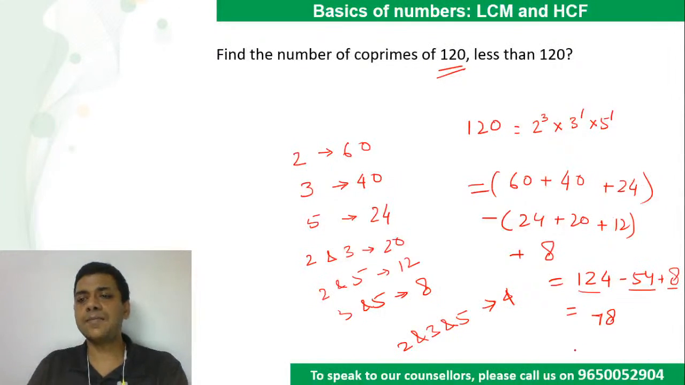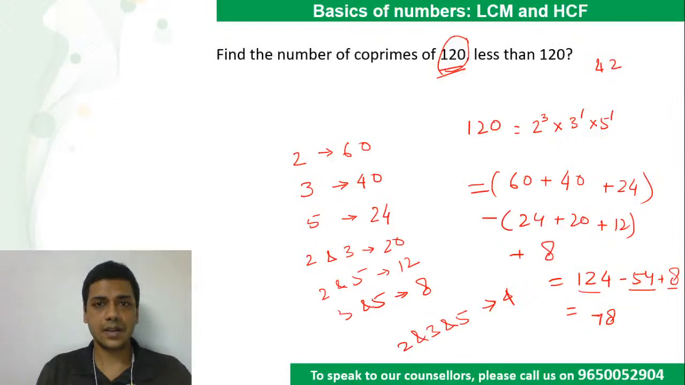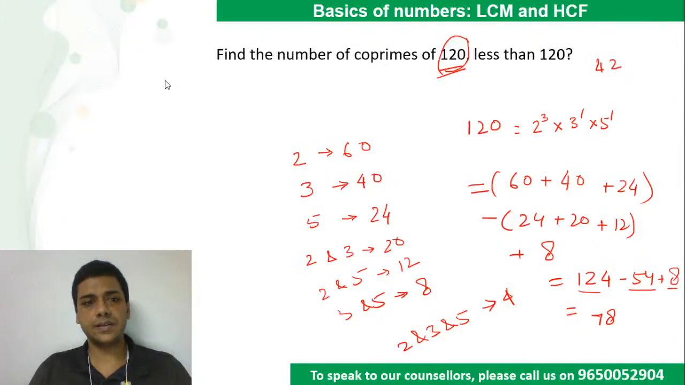So 78 numbers are there which are either multiple of 2 or 3 or 5. So the balance 42 are the numbers which are neither multiples of 2 nor multiples of 3 nor multiples of 5 and which are co-prime with 120. Does it make sense, guys? Guys, have you got it?